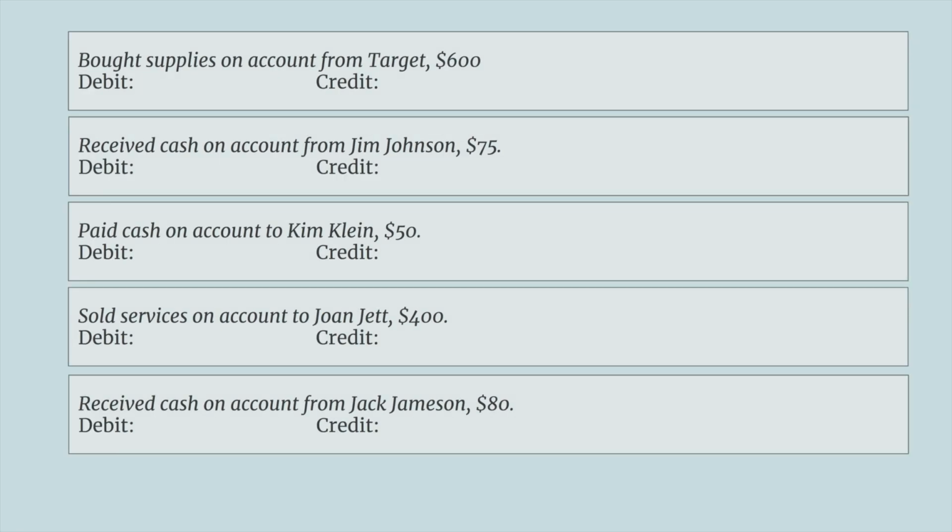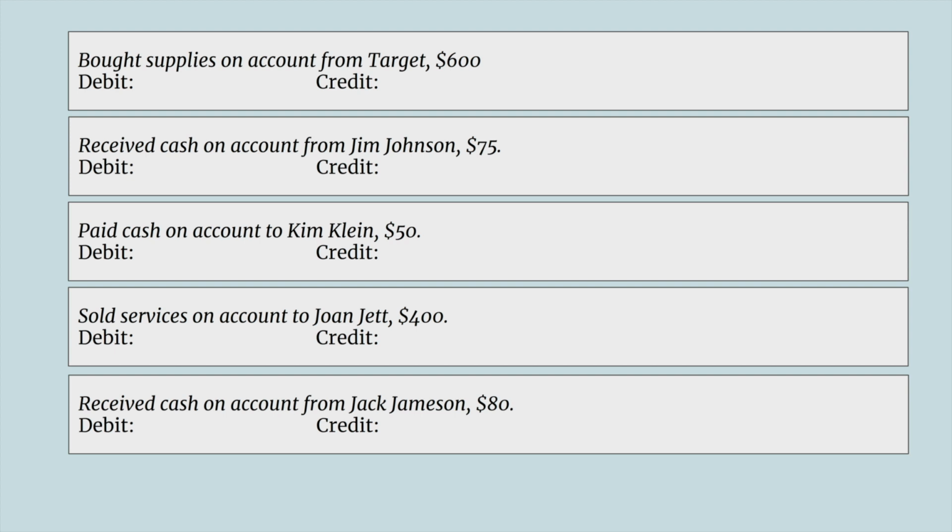Okay, we have some more journal entries on the next page here. So our next is getting into the accounts receivable and the accounts payable, and I have a little helper at the bottom of that page. So the first one is we bought supplies on account from Target for $600.